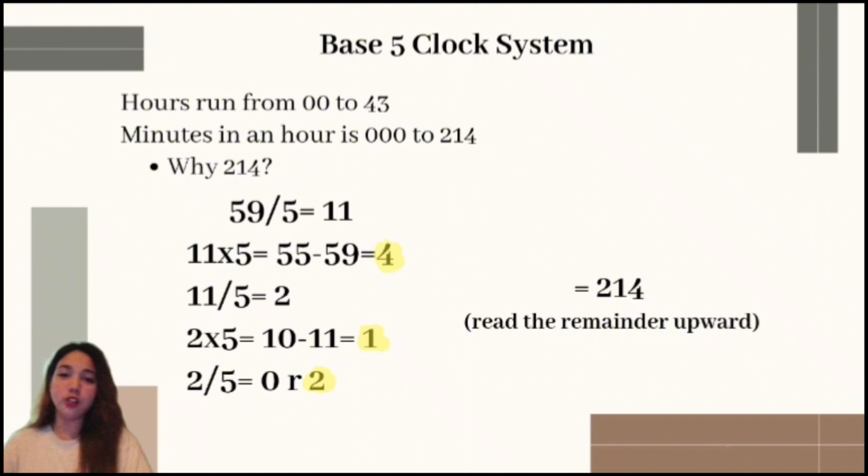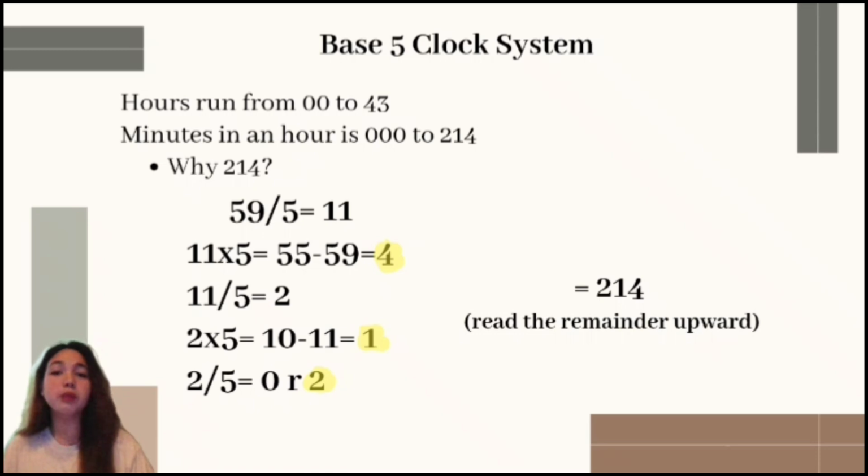We all know that normal hours run up to 24 hours and minutes run up to 60 minutes, right? In our base 5 or in our own clock system, hours run from 00 to 43. Why 43? As you can see from our previous table, a normal number 23 will be 43 in base 5. And in minutes, it will run from 000 or 30 to 214. Why 214? We do have a simple computation for it.